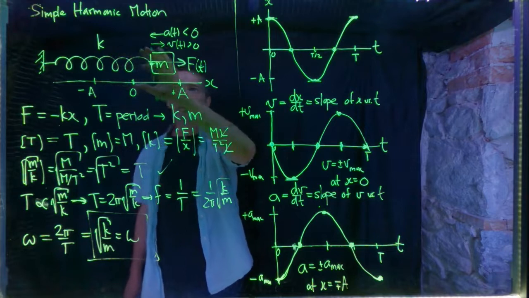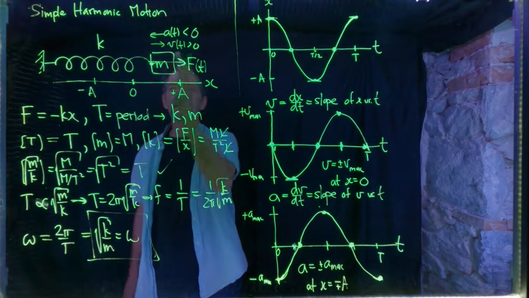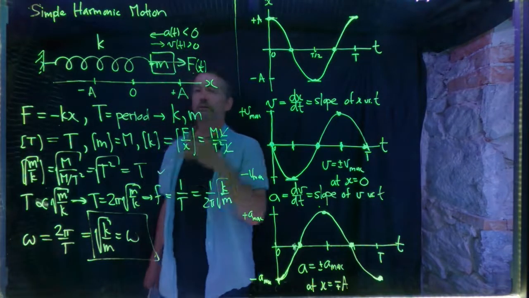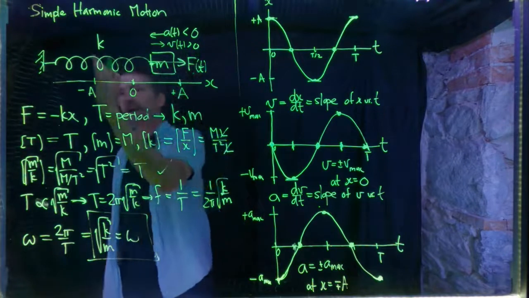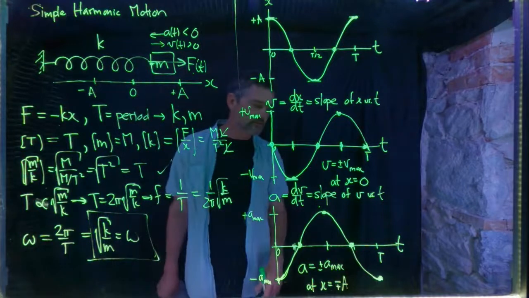So the mass momentarily comes to rest here, and then it turns around and starts going this way. The maximum acceleration happens here and here, at x equals plus A and x equals minus A, where the acceleration is maximum negative and maximum positive when the spring is maximally compressed. Force is maximum, acceleration is maximum.